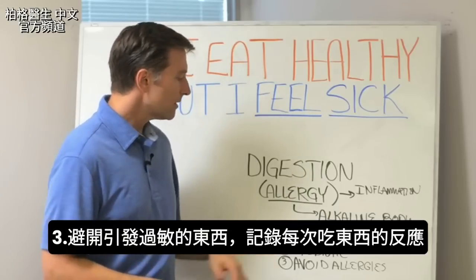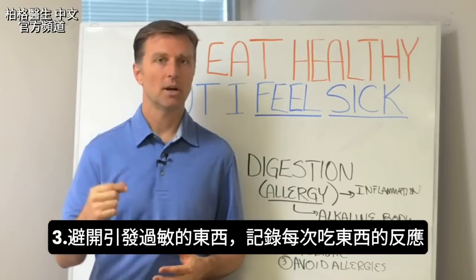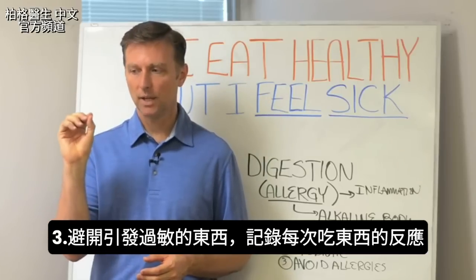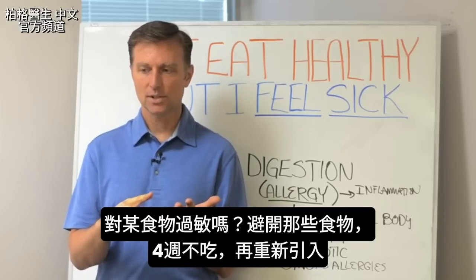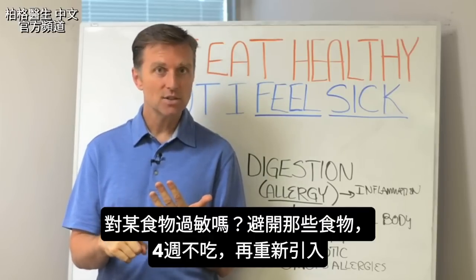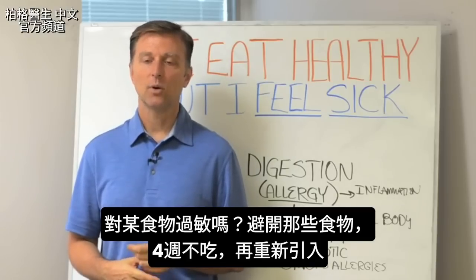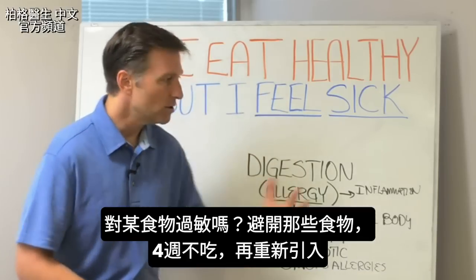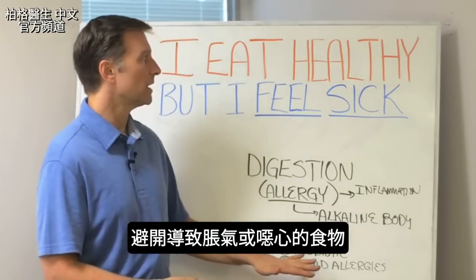Okay? The third thing is to avoid the things that trigger the allergies. So I like to keep a notebook, and make a note of every time you eat, what do you react to? Is it a certain food that you're sensitive to or have an allergy to? Then start avoiding those foods right now. And then avoid it for a period of about 4 weeks, and then you can reintroduce it. But you want to start to avoid the things that are bloating you or making you feel sick.